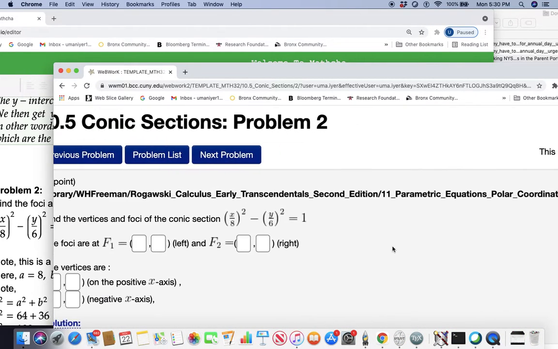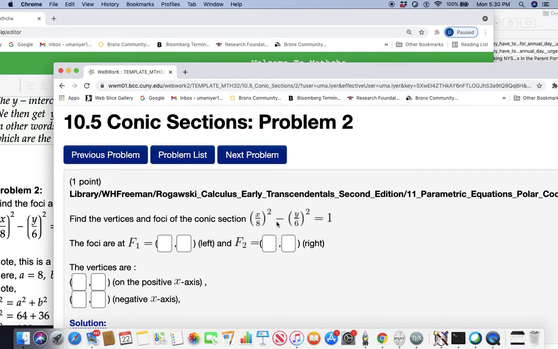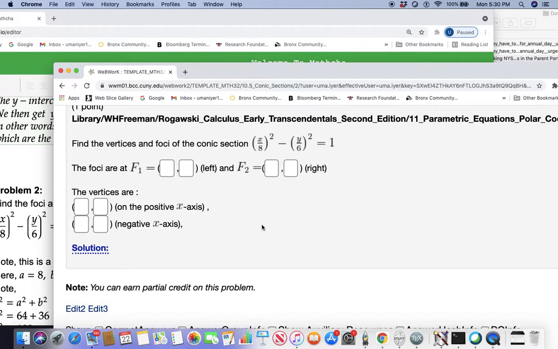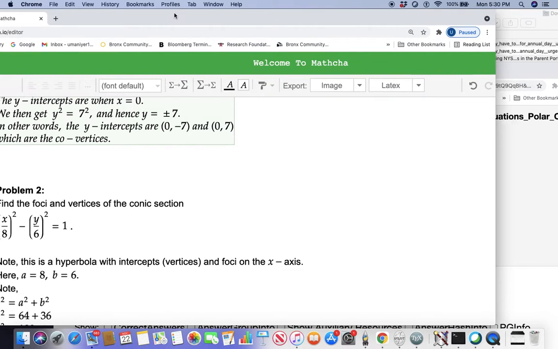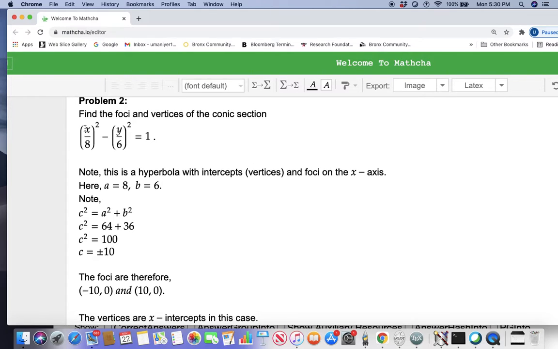Find the vertices and foci of the conic section (x/8)^2 - (y/6)^2 = 1. Square minus square equals 1 tells me this is a hyperbola. Notice 8 is bigger than 6. 8 goes with x. That tells me my foci are on the x-axis for this hyperbola. All right. This is a hyperbola with vertices and foci on the x-axis.